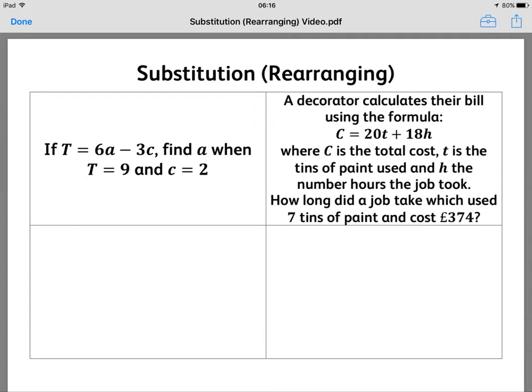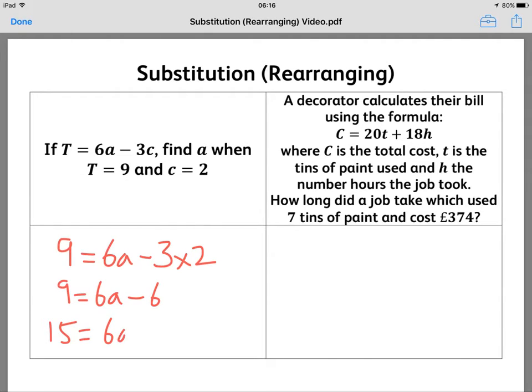Right, we're looking at substituting into formulae, but where we have to rearrange, so we're not finding the subject, as it were. Now, with this first one, it's pretty straightforward stuff. You're just literally substituting straight in. So T, we already know, 9 equals 6A minus 3 lots of 2. Right, so I've substituted in, and I'm going to have to rearrange. So I've got 9 equals 6A minus 6, so 15 equals 6A, adding 6 to both sides, so therefore A equals 2.5 because I'm dividing 15 by 6.